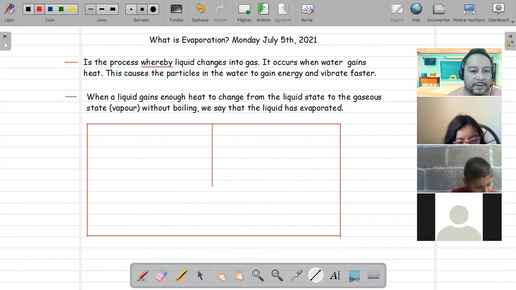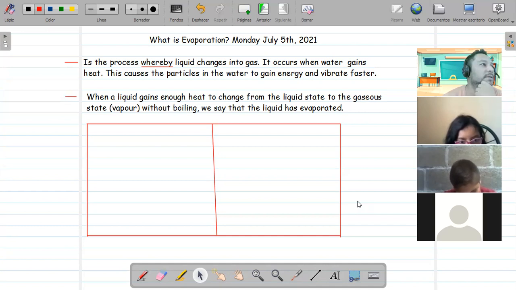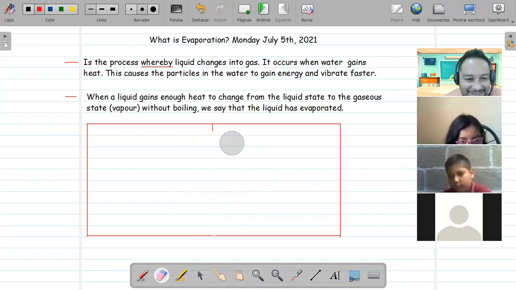Okay, then we are going to make a chart. Oh, this is not a straight line.